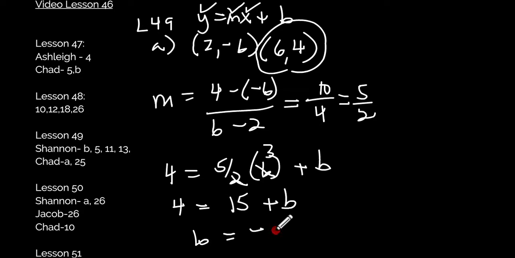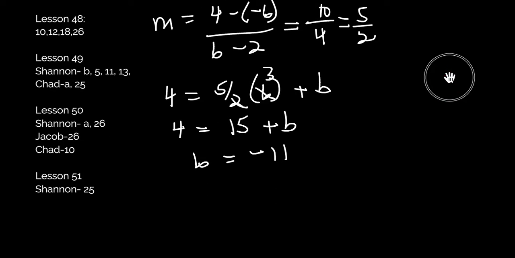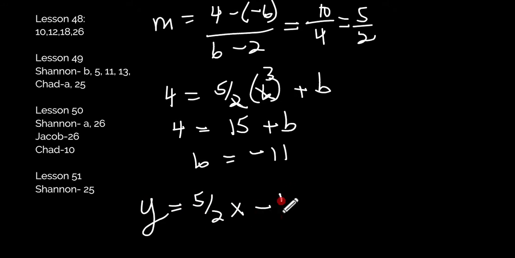Or -11. If you look in the picture, that looks about right. Then for your final step, you put your m and your b back in, and that is your answer. So you get y equals m, which is 5/2, x minus b, which is -11. So always check with your picture to make sure your b looks approximately where it would cross the y-axis if it continued. Okay, so that was A.